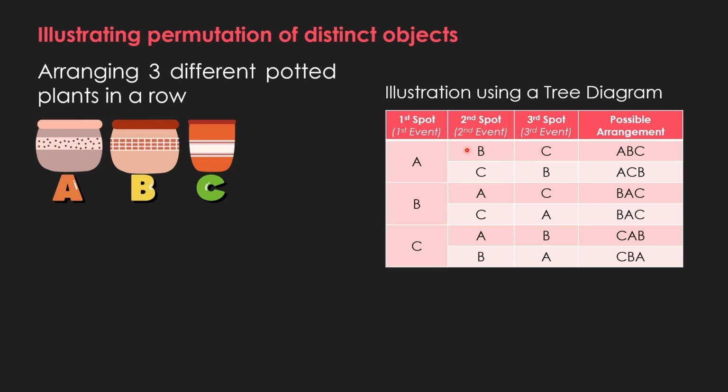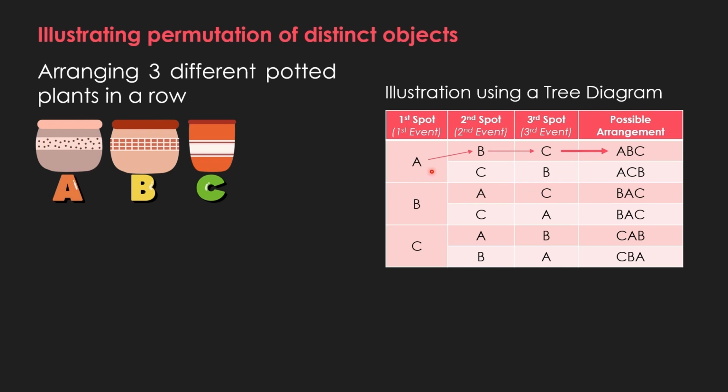Now, if C was chosen for the second spot, that would mean the third spot would be B. Basically, here we can say that if we follow the arrow, if A is chosen in the first spot, and B is chosen in the second spot, that would mean C will be in the third spot. And one of the possible arrangements of that would be plot A, B, and C.